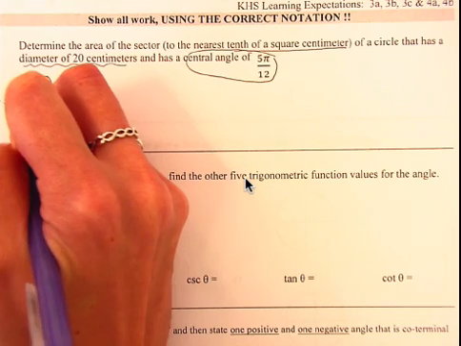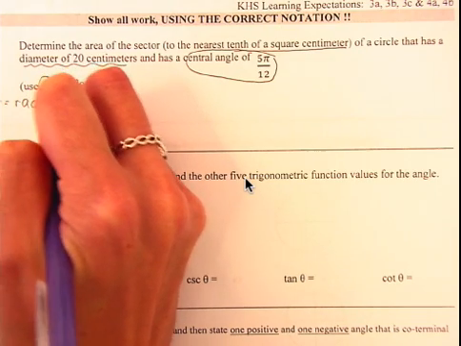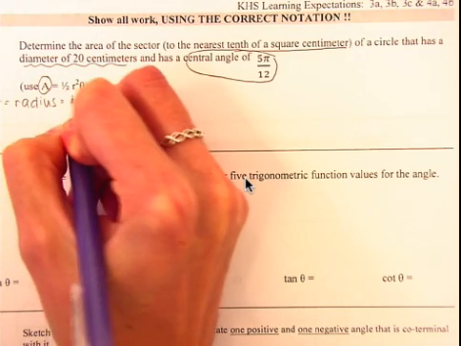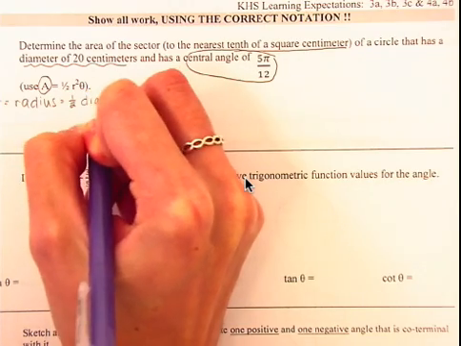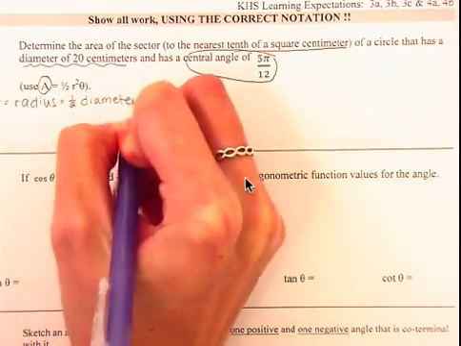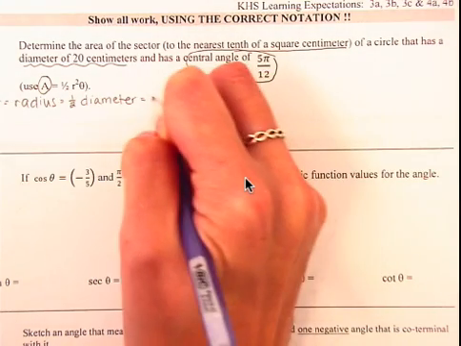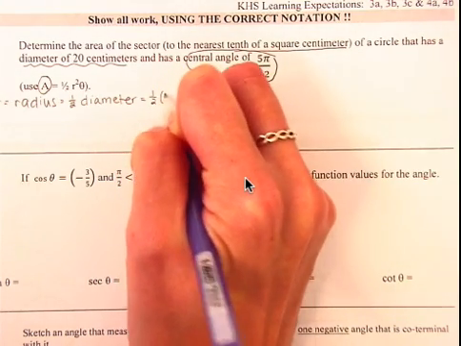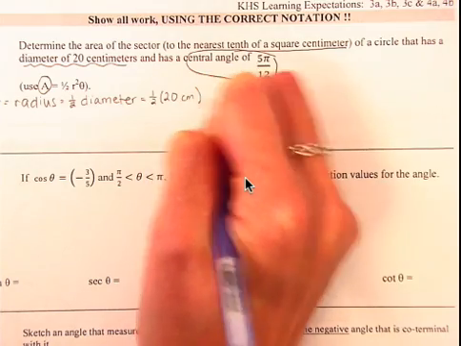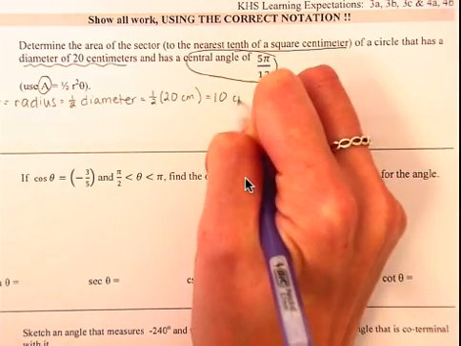And I know that R is my radius, which is half of my diameter. And if that is true, and my diameter is 20 centimeters, my radius is half of that, which is 10 centimeters.